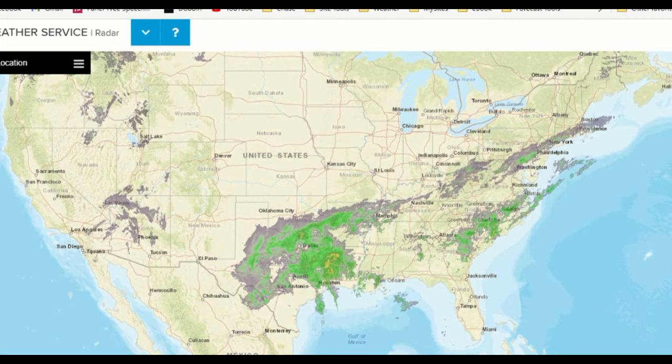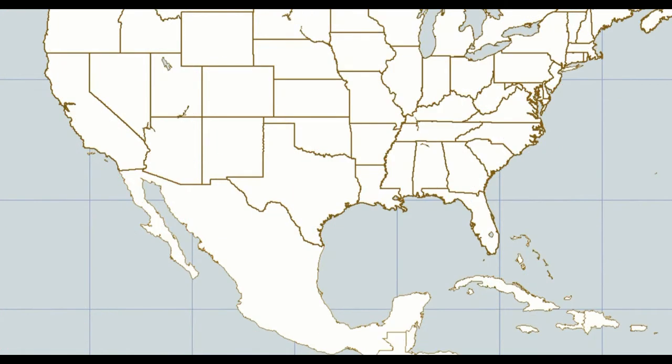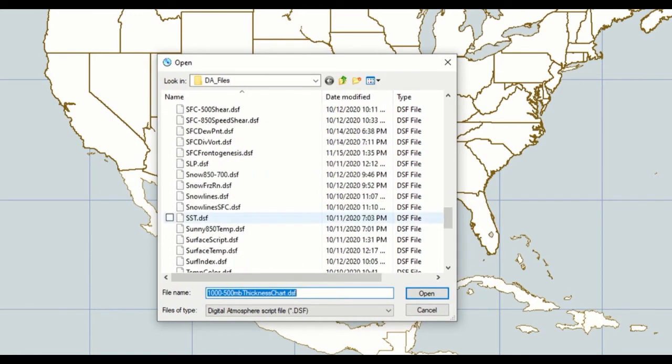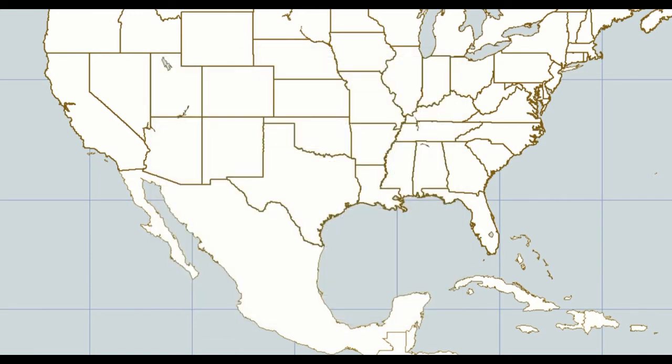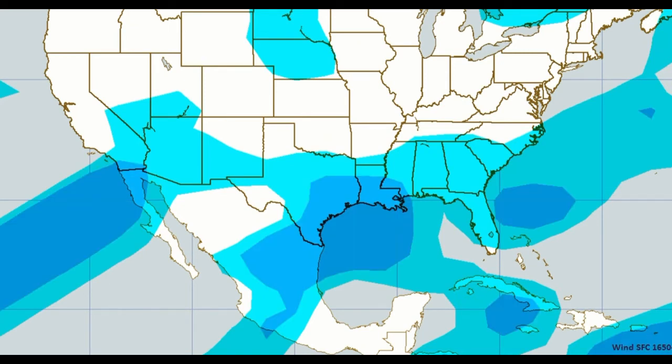So another tool we can use off the charts, let me erase that, I can run a surface frontal genesis. This will tell me the best areas for the development of a frontal system, or whether the frontal system is getting stronger. Frontal genesis is the beginning of, or the increase in intensity of, a frontal system.